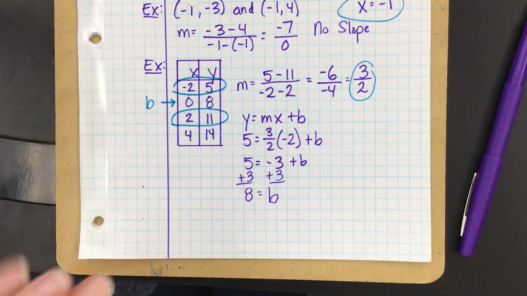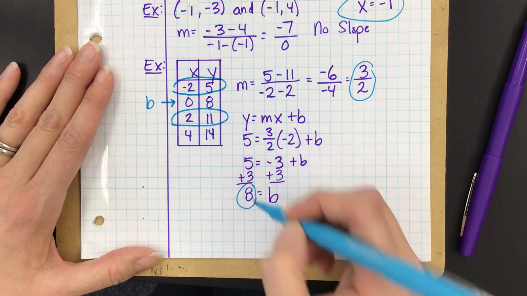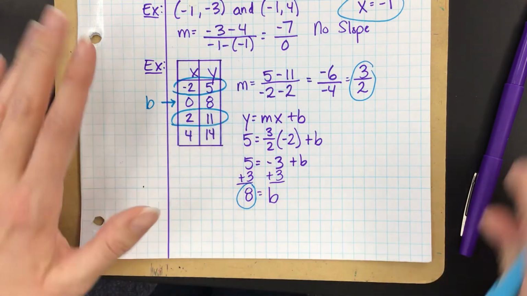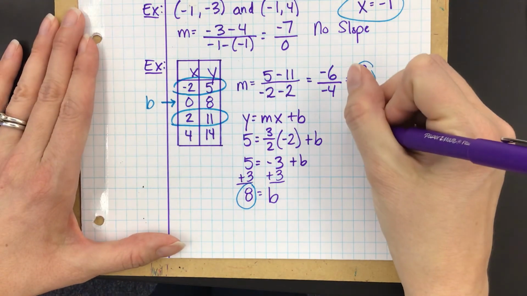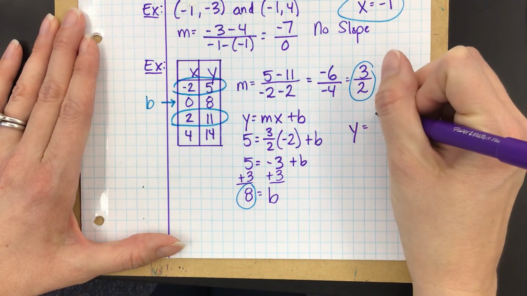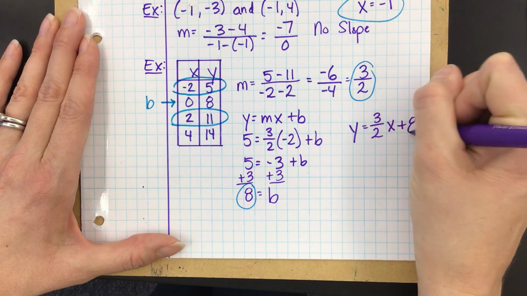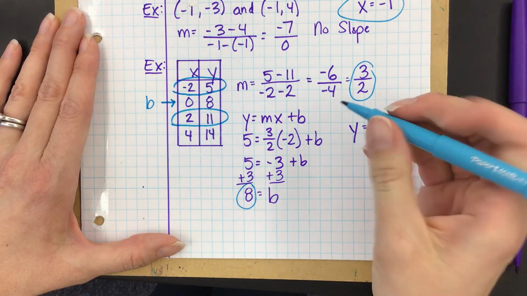Now I have all the information I need to make my equation. And look at 8 and 8. So it did work out. So now I'm going to use that slope. So it's going to be y is equal to 3/2 x plus 8. There it is.